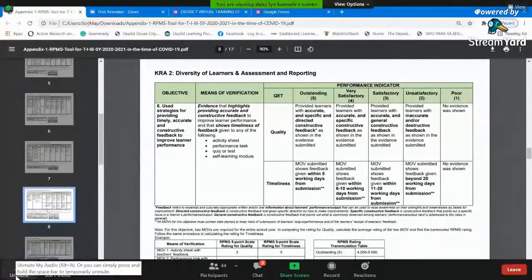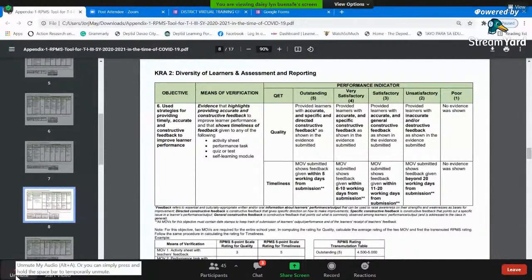So this was the topic of Ma'am Susan earlier. The means of verification that you have to present to your rater are the following: activity sheets, performance tasks, quiz or test, self-learning module. To be clear, I remind you that for this objective, 2 MOVs are required for the entire school year. So only two MOVs are needed. No problem, even if there are many papers, whether activity sheets or performance tasks.